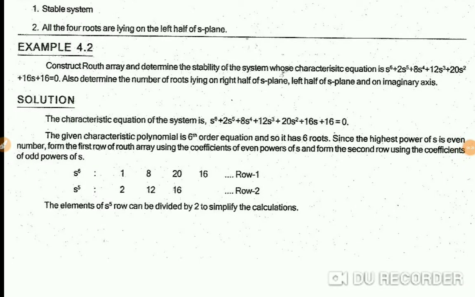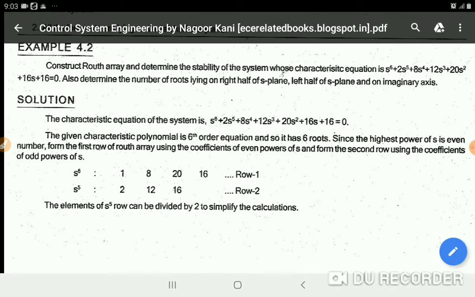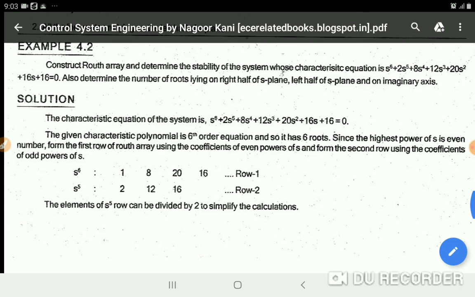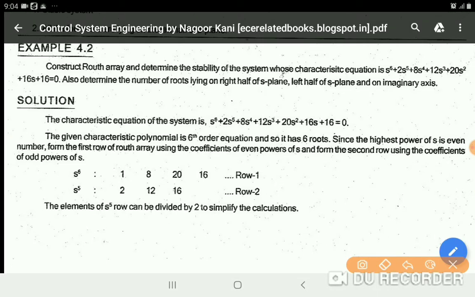We'll see RH stability criterion related problem with case number 2, method 1. Note down the problem. As per the given problem, construct Routh array and determine stability of the system, and its characteristic equation is given as s power 6 plus 2 s power 5 plus 8 s power 4 plus 12 s cube plus 20 s square plus 16 s plus 16 equal to 0.